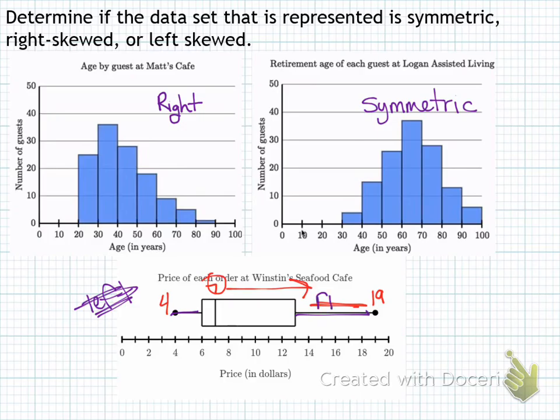This says left, but that's not right. It would be right skewed. Okay, sorry. There we go. So this would be right skewed here for the box and whisker plot.